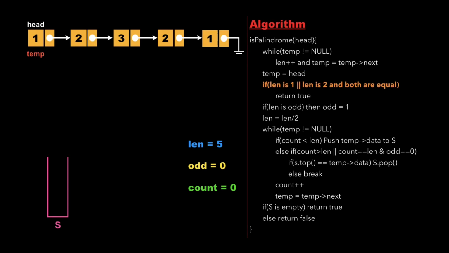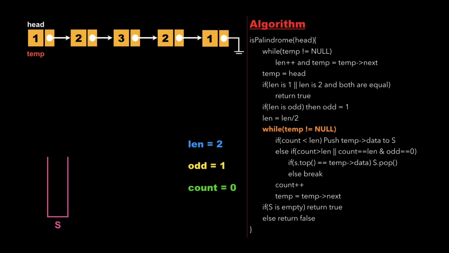And then we check whether length is 1, or there is another condition where length is 2 and both the elements are equal. That is, in case the linked list contains just a single element, or if it contains 2 elements and both the elements are equal, then it is a palindrome. Since in our case this condition is not true, we have another if condition where we check whether the length is odd. Since the length is 5, we update the value of odd as 1. And then we update the value of length as length by 2. So the updated value of length will be 2 now.